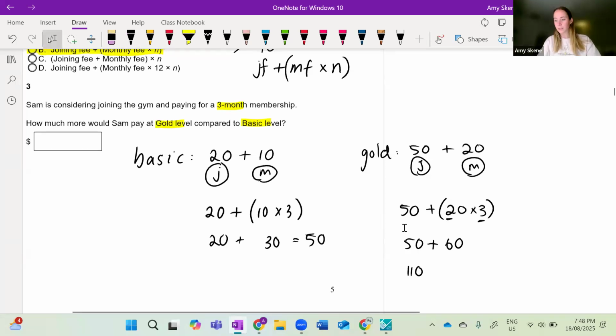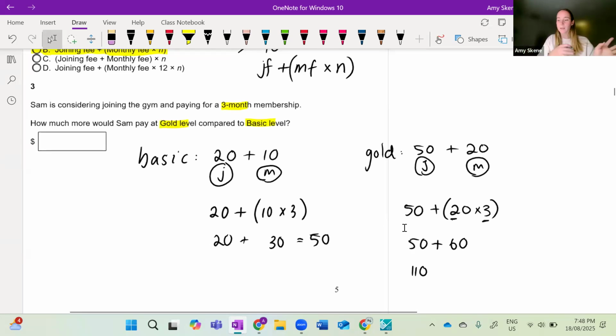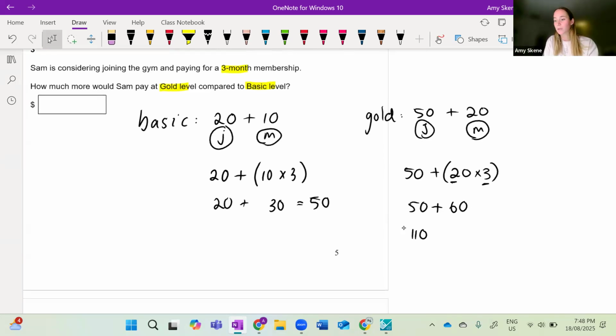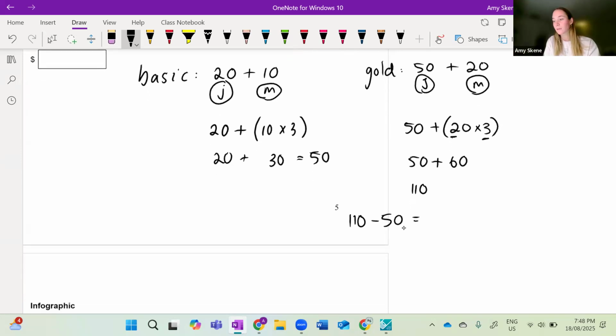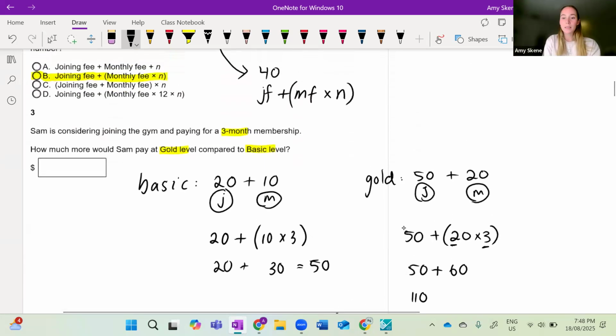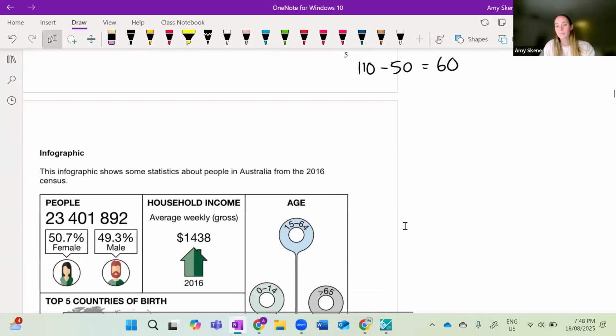I wrote one too many zeros. That only works for multiplication, cutting out the zeros and bringing them back. So you've got for a basic 50 and a gold 110. At a gold level, he would pay the difference between 110 and 50. So I'm going to do 110 at the gold level minus 50 at the basic level. The difference there is simply going to be 60. So $60 he would pay more at a gold level versus basic.